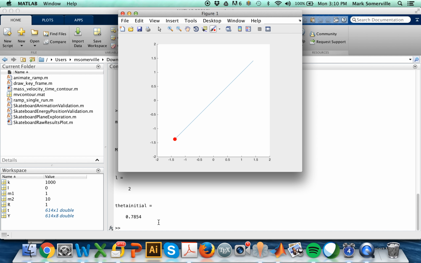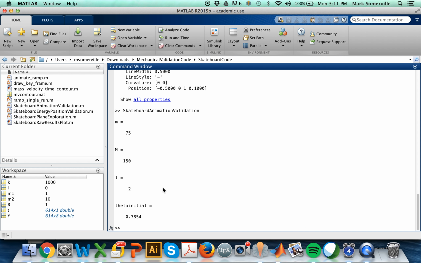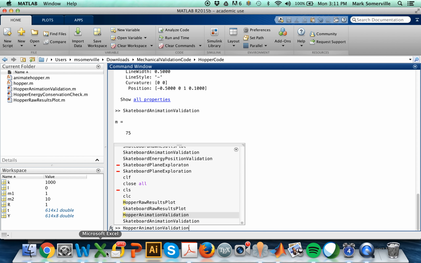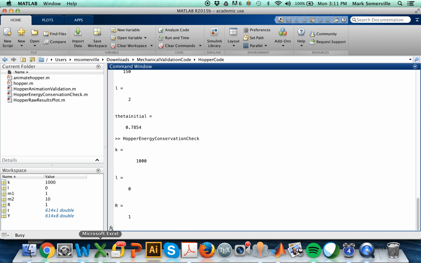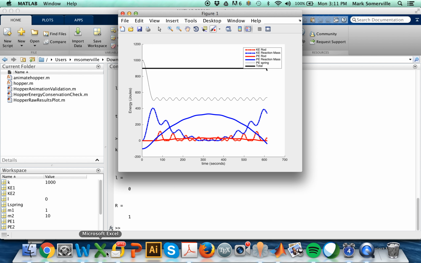All right, so these things that we've just been doing, like looking at the raw results plot and looking at the animations, are pretty much in the qualitative space, either qualitative experimental or qualitative limiting case. Let's try to get a little more quantitative. Why don't we do some energy conservation? So let's go back to look at the hopper. We'll look at the hopper energy conservation check. Whoa, look at that. There's a lot of stuff there.